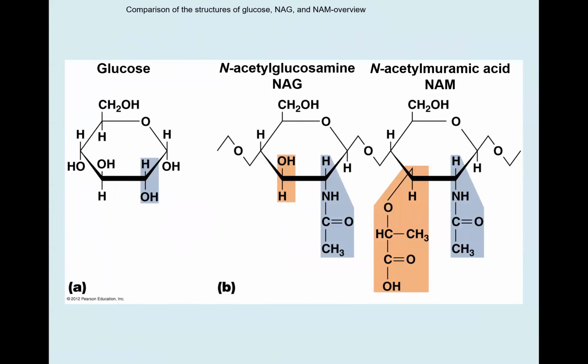I'm not going to ask you to know the detail, but again, just to think about sort of what NAM and NAG are. They are derivatives of the glucose molecule, and as you'll see, they have a little bit of a difference in them. So when we look at NAG, it stands for N-acetylglucosamine, and if we look at NAM, it's going to represent N-acetylmuramic acid. Again, you don't have to know these in detail. This is more just to see that it is a derivative of glucose.